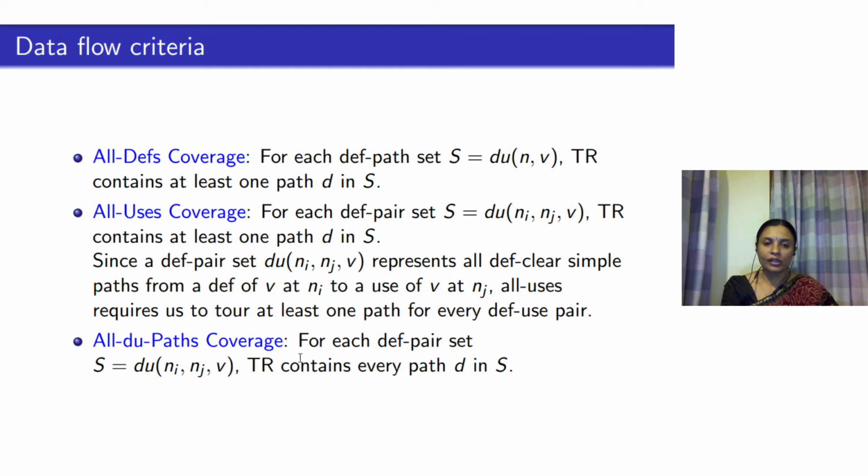So the first test requirement says every definition reaches at least one use. Second test requirement, all uses, says every definition reaches all the uses. Third requirement, all DU paths, says every definition reaches all the uses through all possible paths. I hope the three data flow coverage criteria definitions are clear to all of you.